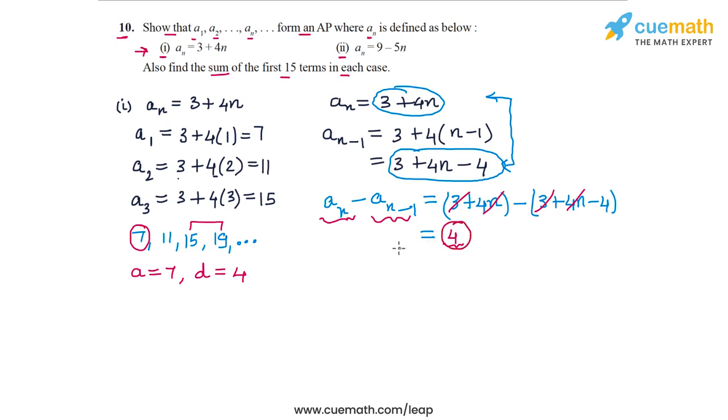So to summarize what I have done, there are two ways to show that the progression forms an AP. The first one is that you actually calculate the first few terms of the progression, like we calculated a1, a2, a3, and then you observe that the progression actually is an arithmetic progression. The second approach is that from the definition of the nth term, you calculate the n minus 1th term, and then you find its difference. That difference should come out to be a constant, independent of n. And that can only mean that the progression is an arithmetic progression.